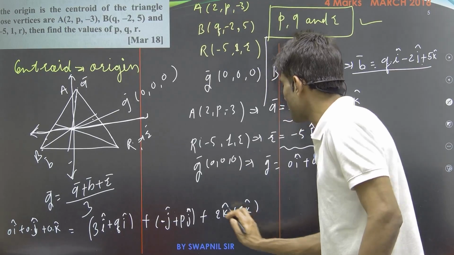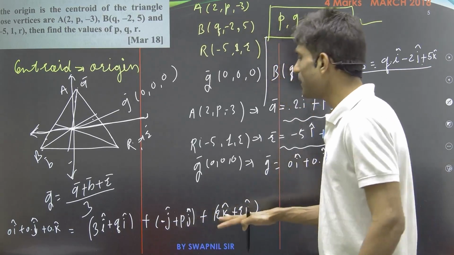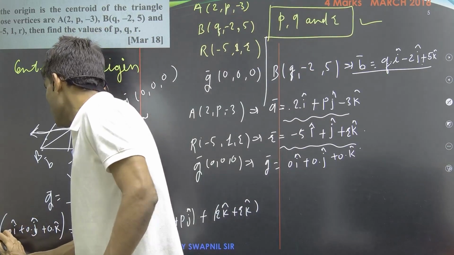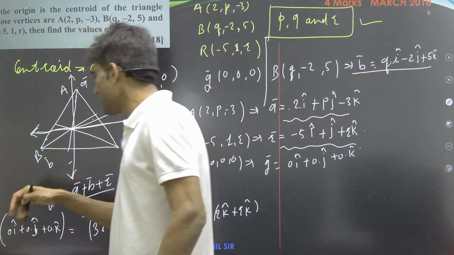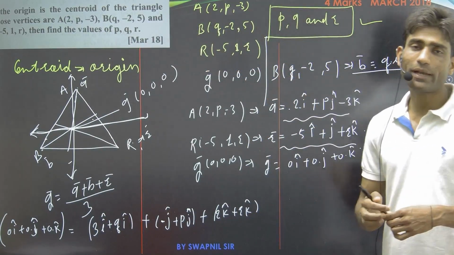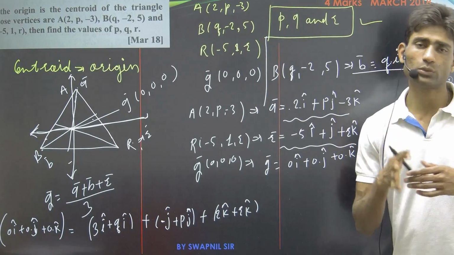Now as we have denominator 3 here, take it to the other side, where it goes to the multiplicand. So 3 multiplied by 0 i cap plus 0 j cap plus 0 k cap. 3 multiplied by any zero vector always gives the zero vector.